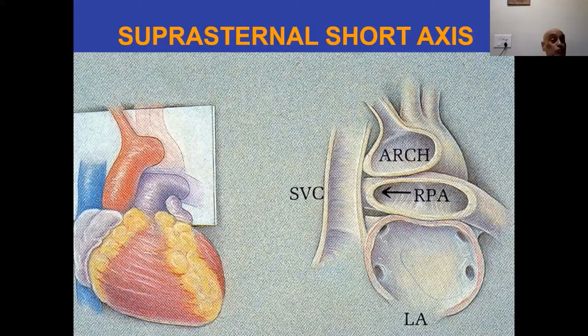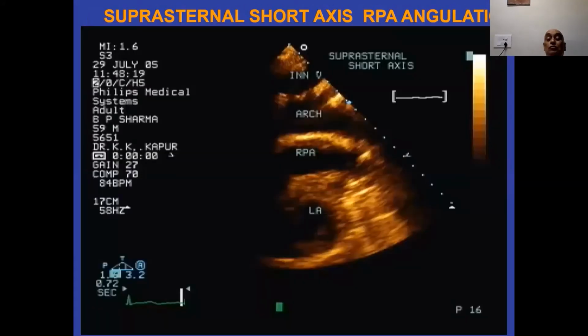Now, if you are not able to visualize the pulmonary arteries from the parasternal position or from the subcostal position, the suprasternal view is a very good position to see the individual pulmonary arteries. The individual pulmonary arteries are very well seen here. Sorry, I'll just go on to this view. Yeah. So you see the right pulmonary artery, the long axis of the right pulmonary artery.